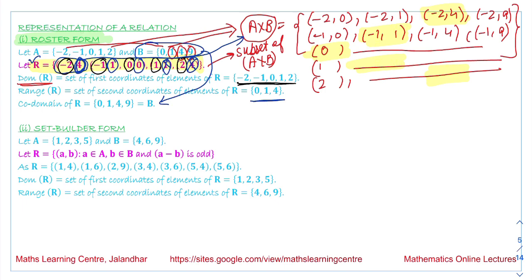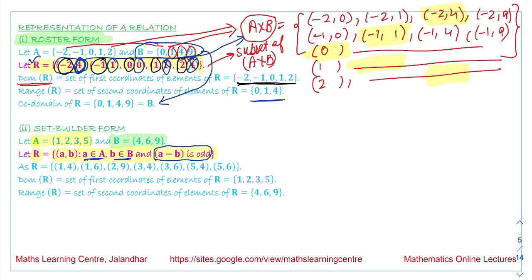Suppose the set A is equal to {1, 2, 3, 5}, and the set B is equal to {4, 6, 9}. We have formed a relation R, where (a, b) means the relation has elements from the Cartesian product. This is a subset of the Cartesian product, where a belongs to A and b belongs to B. The relation given to us is that a minus b is odd.